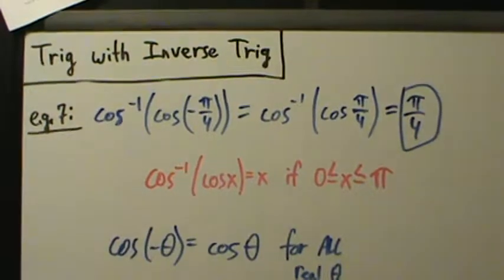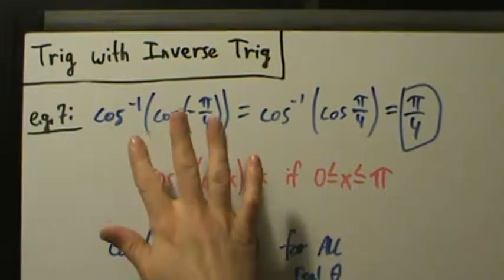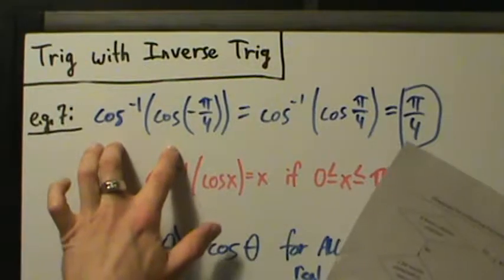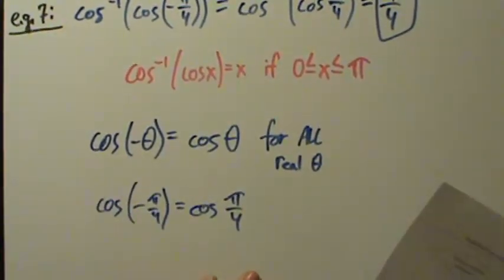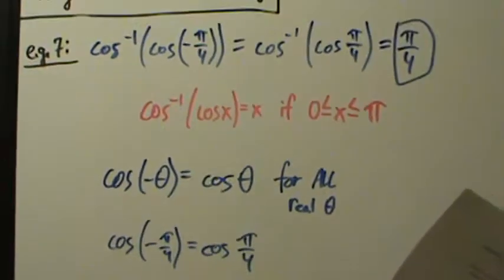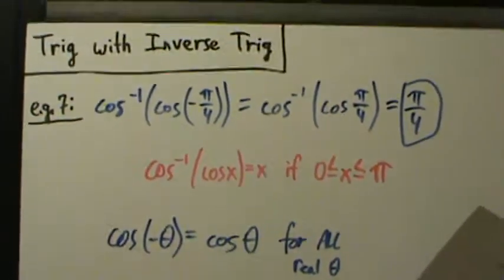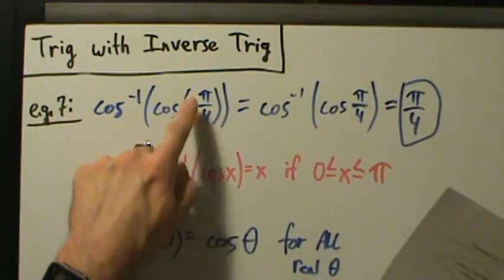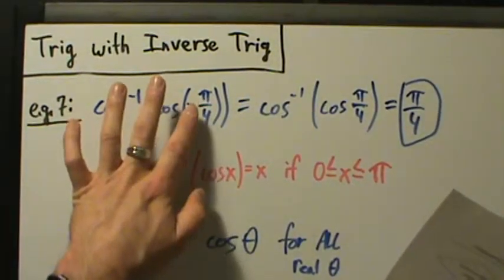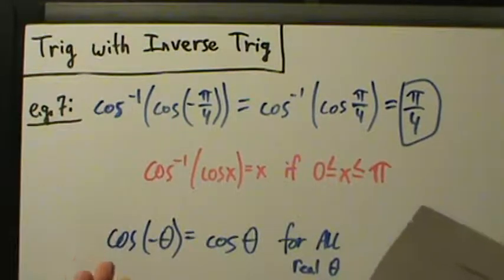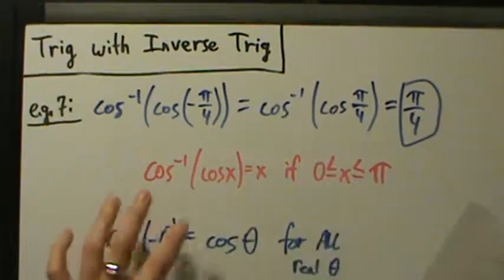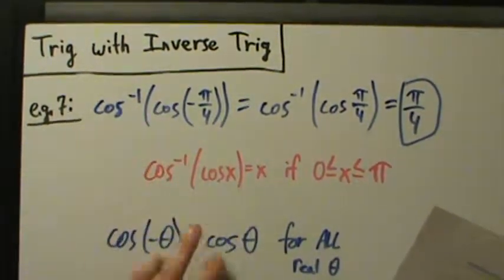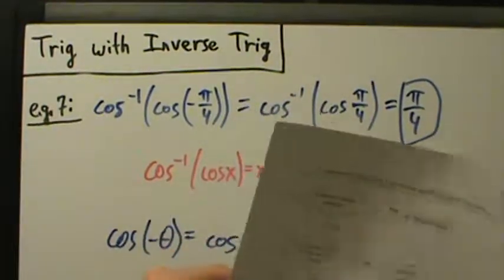So the point here was that before you start a trig with inverse trig problem like this, try to simplify it as much as you can using the even odd properties and also using periodic properties if you can. We didn't use periodic properties here, but we could have. If, for example, that were 9 pi over 4 instead of negative pi over 4, then we could simplify using periodic properties and we'd actually get the same answer. So the point is, before you start this flowchart, try to simplify with even odd properties and periodic properties, and it might make the process simpler.